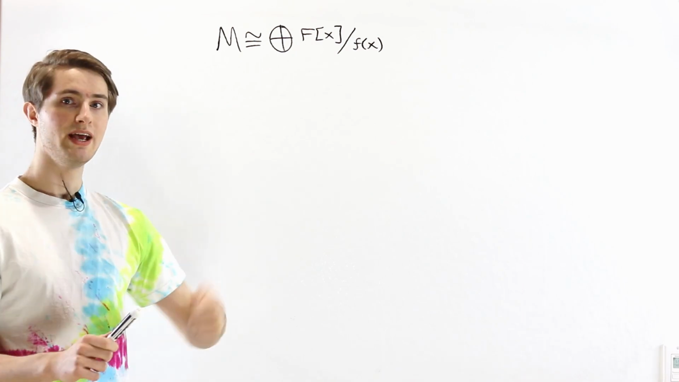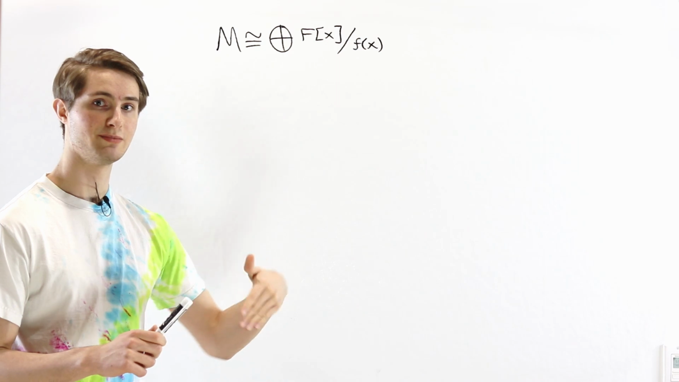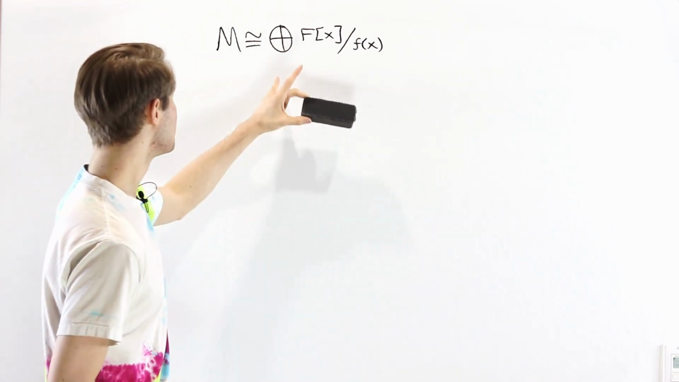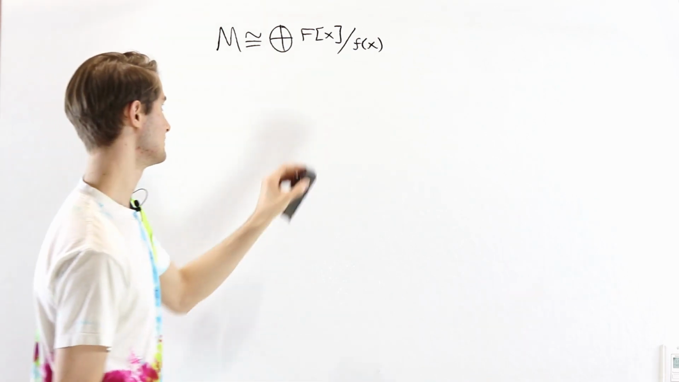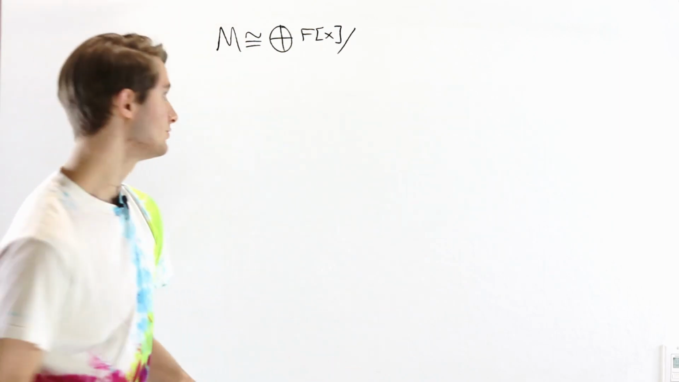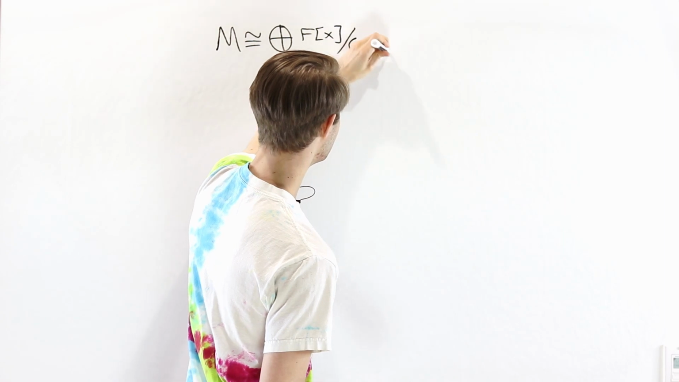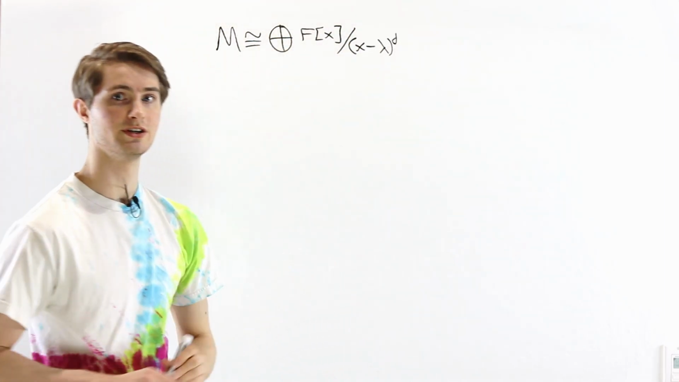So if we assume that F is algebraically closed, then all the irreducibles are of the form x minus lambda for some lambda in the field. One of the ways that we can write this direct sum of cyclic modules is using the elementary divisors. And the elementary divisors are always powers of some irreducible. So we can write this as F[x] mod (x minus lambda)^d for some integer d.